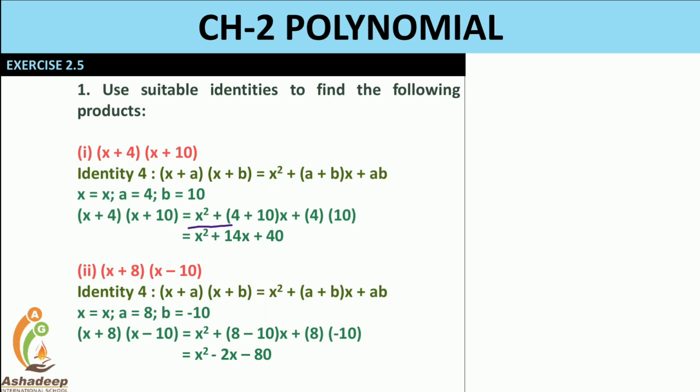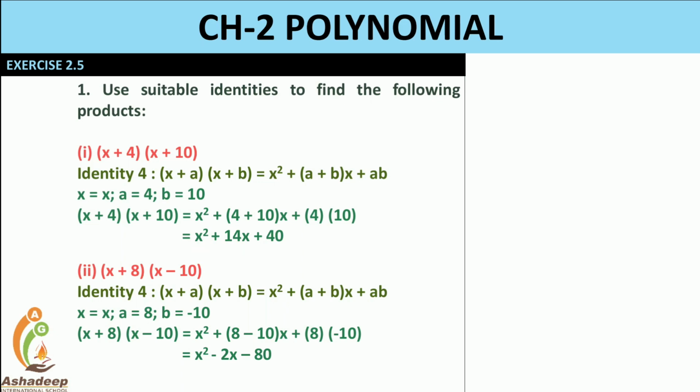So x square plus 4 plus 10x, 4 into 10. 4 plus 10 is nothing but 14x, and 4 into 10 is nothing but 40. So x square plus 14x plus 40. Move ahead.